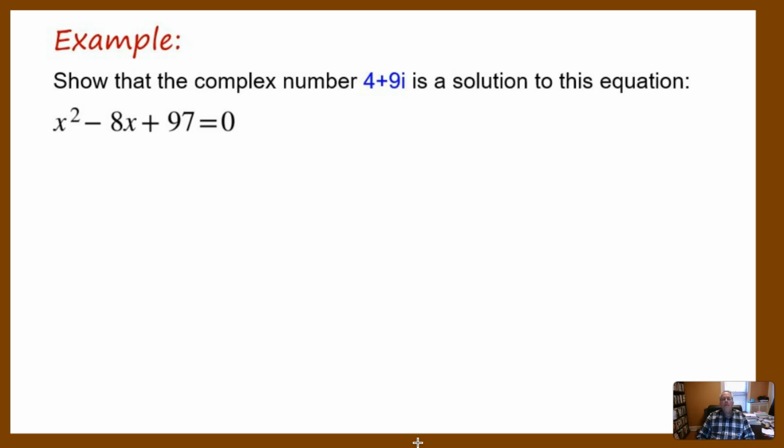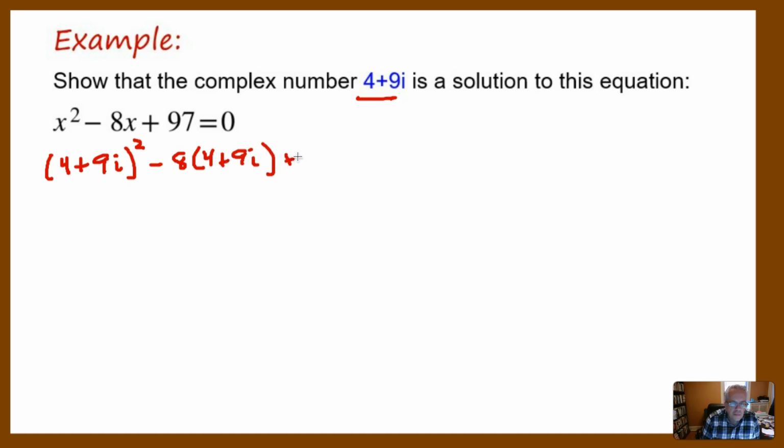All right, well, for this video, the main point is we want to show that a complex number works in a quadratic equation. For instance, this equation, if we tried using the quadratic formula, we'd find out that it has no real solutions, but it has complex solutions. All right, so we're going to check that 4 plus 9i is a solution to this equation. That means we're going to put the quantity 4 plus 9i into the equation for x, and we're going to use a little of the arithmetic we learned to show that this is true.